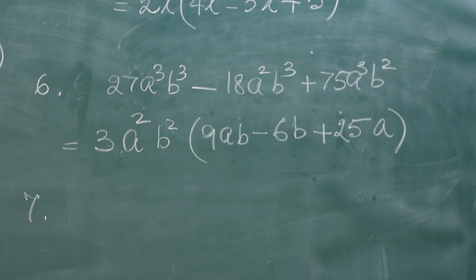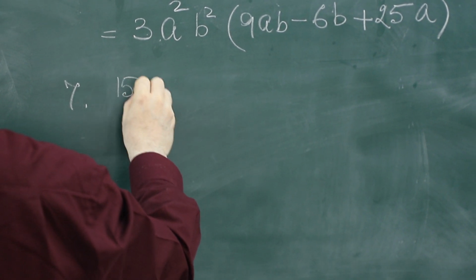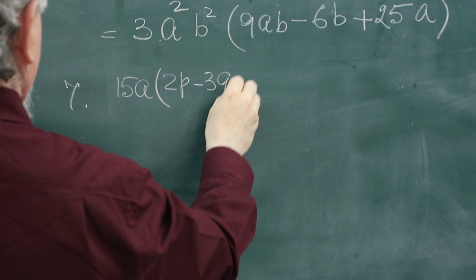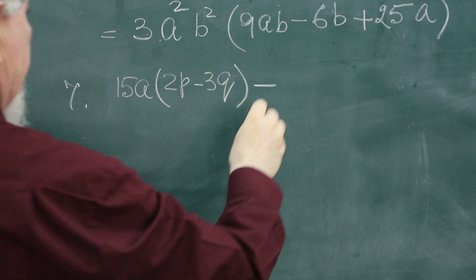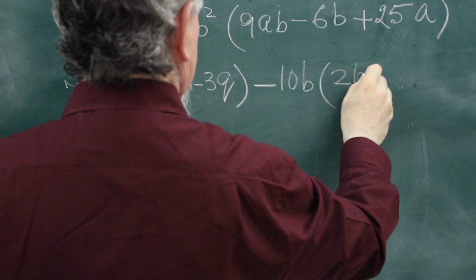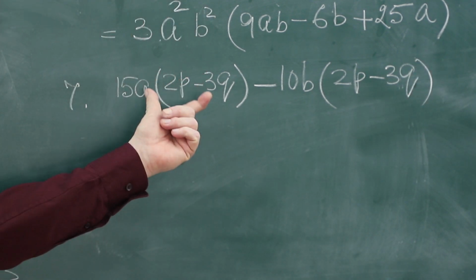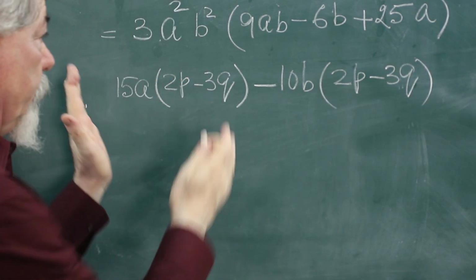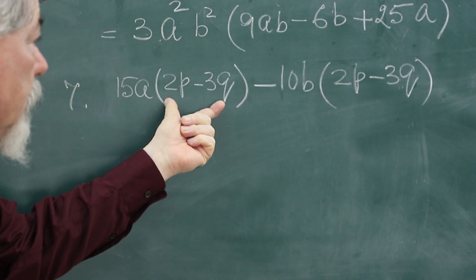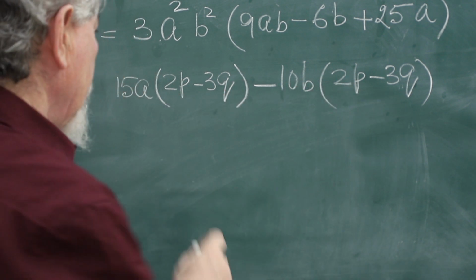Question number 7 is 15a into 2p minus 3q minus 10b into 2p minus 3q. Very simple. You can see the 2 terms here. Out of this first term, this is the second term. Out of the 2 terms, already 2p minus 3q, 2p minus 3q is common.